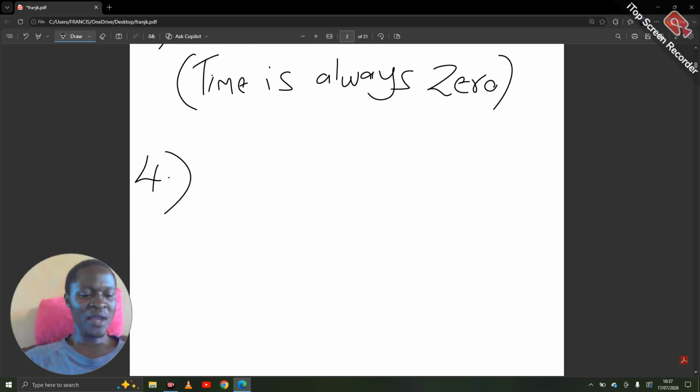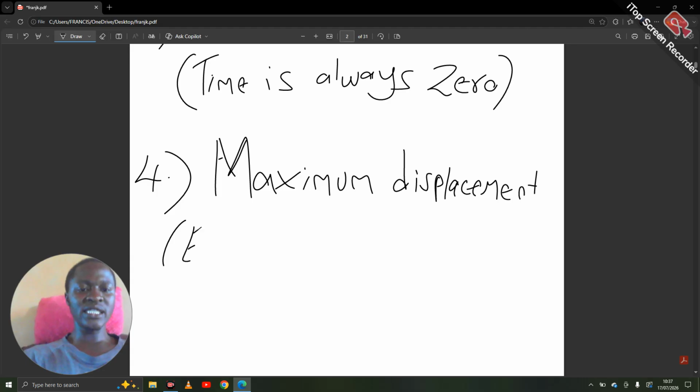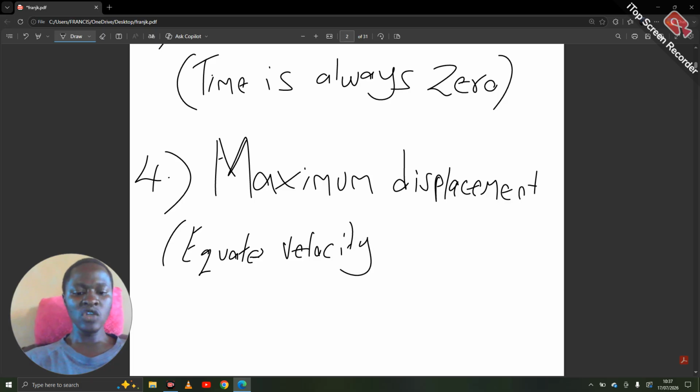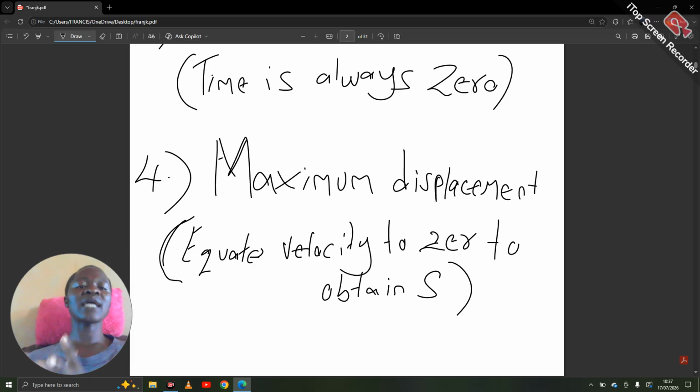Number 4, maximum displacement. When you see the word maximum displacement, equate velocity to 0 to obtain s, and s in this case is always distance.